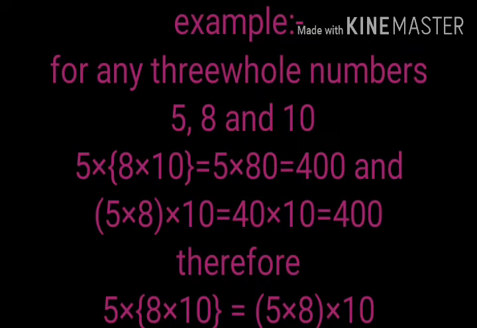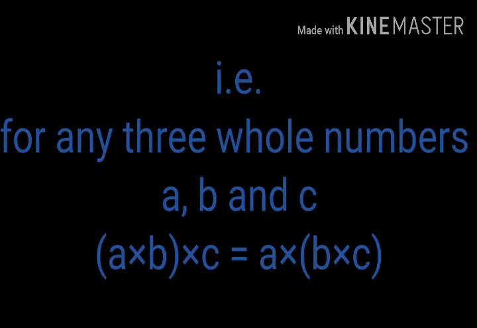Example, for any three whole numbers 5, 8 and 10, (5 × 8) × 10 equals 40 × 10, that equals 400, and 5 × (8 × 10) equals 5 × 80, that equals 400. Therefore, (5 × 8) × 10 equals 5 × (8 × 10). That is, for any three whole numbers a, b and c, (a × b) × c equals a × (b × c).